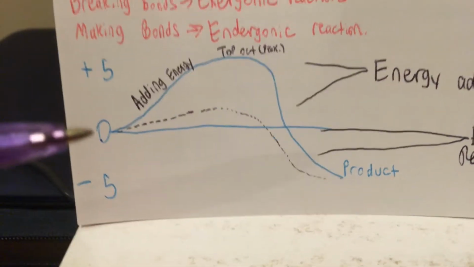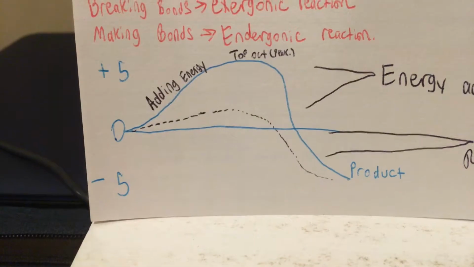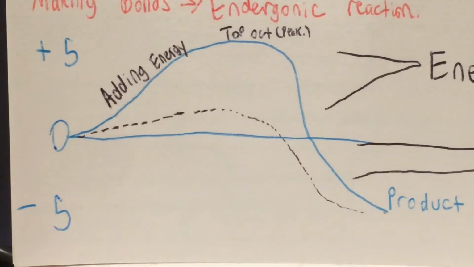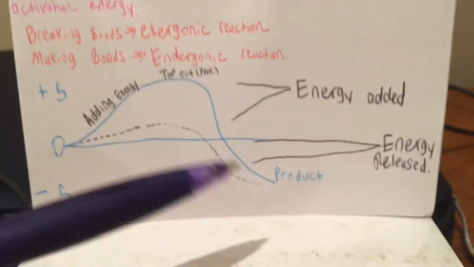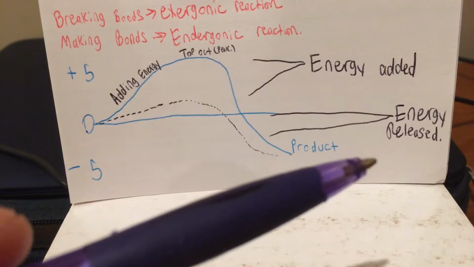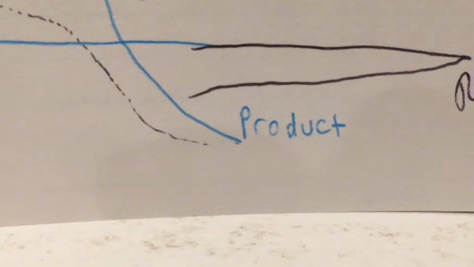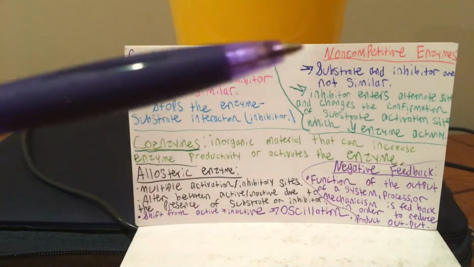Here's also another representation of the adding energy and topping out, peaking, then getting your product. Take a little look at it. The top here is energy being added, and then right towards the product is the energy being released, which is obviously the product. There are two types of enzyme inhibition, competitive and non-competitive.